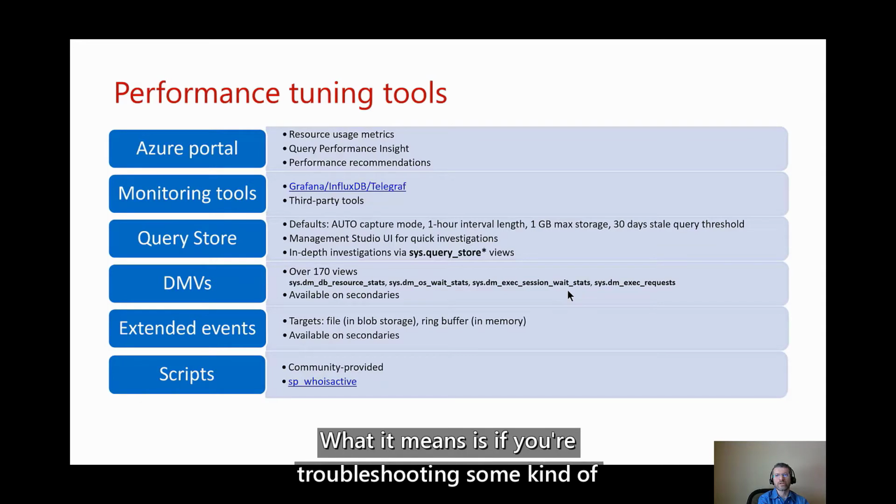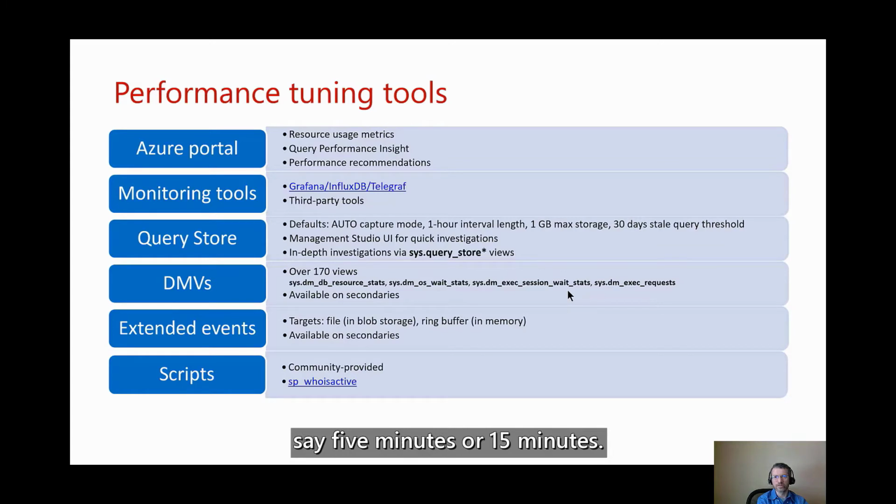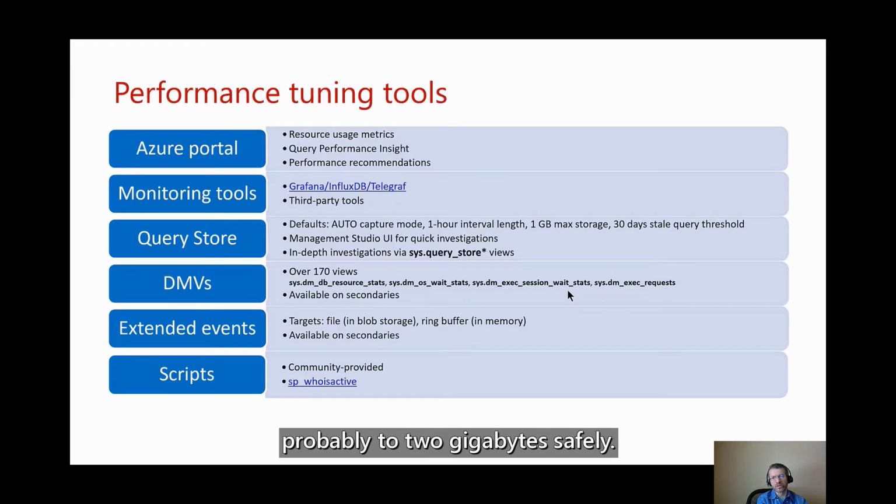So what it means is if you're troubleshooting some kind of a very granular problem where data changes quickly, you may want to reduce that interval length to something shorter, say 5 minutes or 15 minutes. Also, if your workload generates many distinct queries and query plans, you may want to increase maximum Query Store size. By default, it's 1 gigabyte, and that can be increased probably to 2 gigabytes safely.